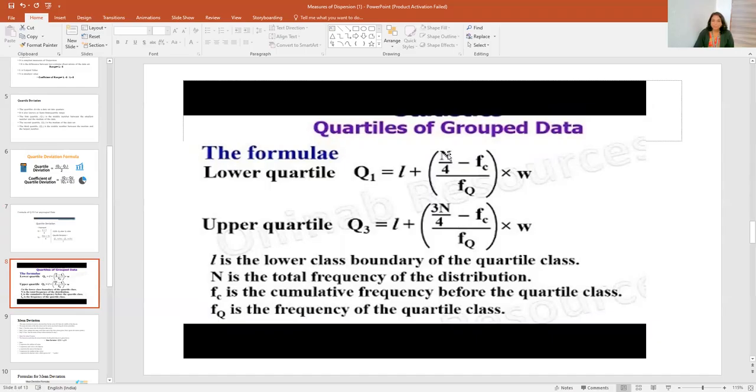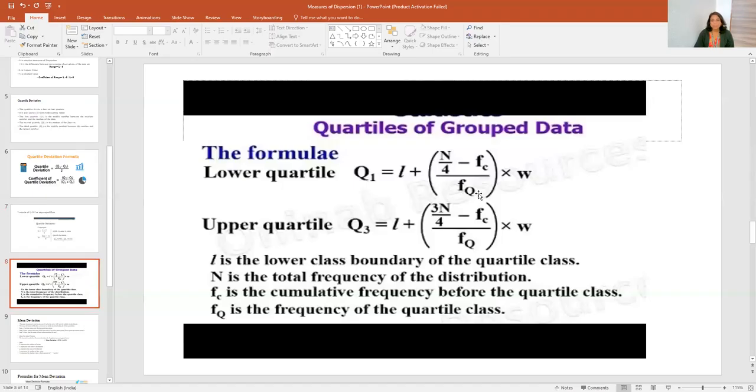Here n by 4 is the number of observations. L is the lower limit of the quartile class. So we have to look into the quartile class, and whatever the lower limit of the quartile class is, that will be your L, plus n by 4. And here FC is the cumulative frequency. In a few places you can see it written as CF as well.